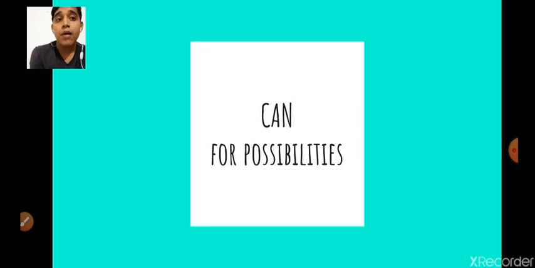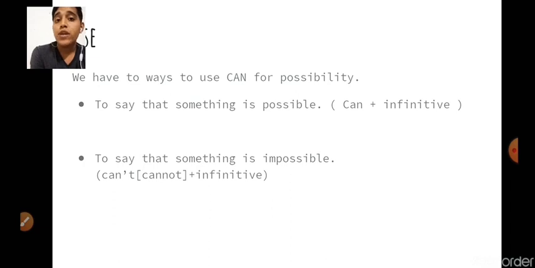Now let's talk about the modal verb can. In this case, we're going to use it to express possibilities. So we use can in two ways, okay? To say that something is possible or to say that something is impossible. When we say that something is possible, we use can plus the infinitive form of the verb. It means the normal form of any verb. And when we say that something is impossible, we use can't or cannot plus the infinitive form of the verb, or the normal form of any verb.